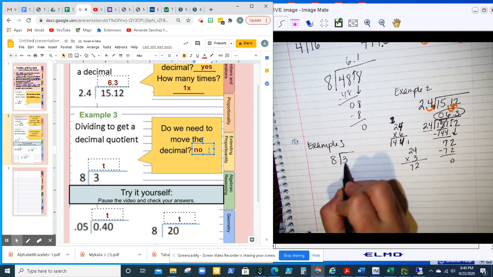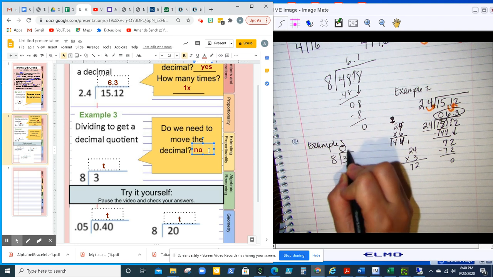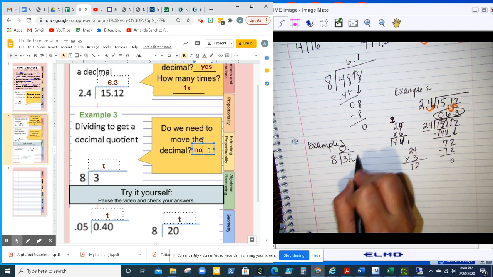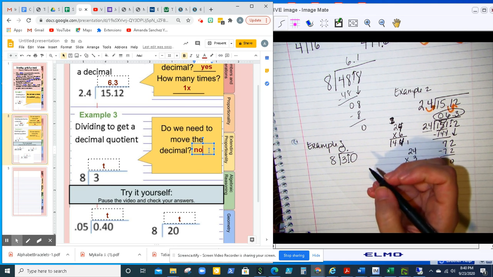So 8 cannot go into 3. So you put your 0 on top. Now you add a decimal, shoot it up, and then you just continue to add zeros until you have no remainder, or you stop at the thousandths place, which is 3 places behind the decimal.